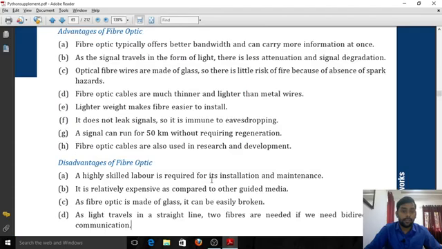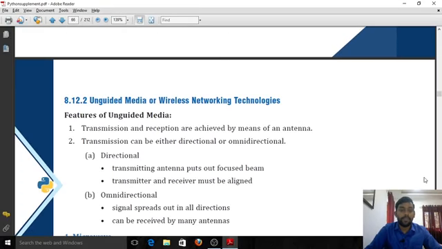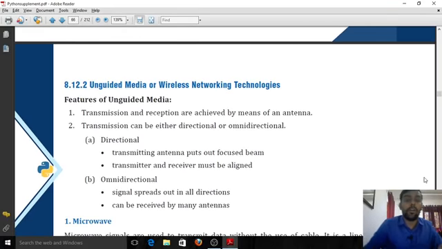Then we have the disadvantages: highly skilled laborers are required for installing this, and it's relatively expensive compared to other guided media like twisted pair and coax. It's made up of glass and travels in a straight line. Bidirectional communication is also possible even then. This is all about guided media or wired media.